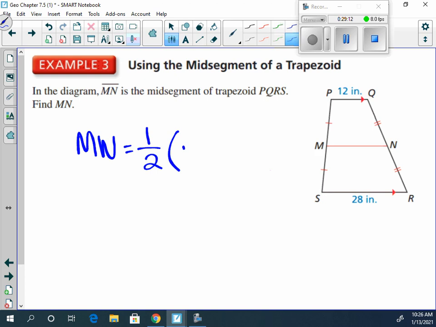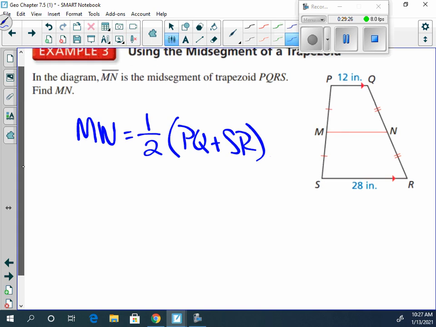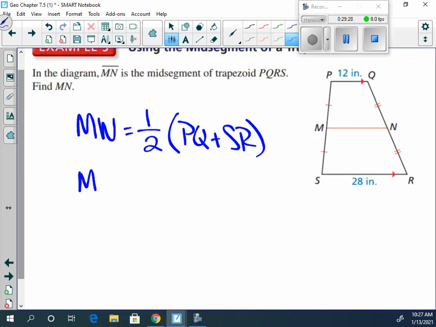Well, one of the bases is PQ, and the other base is SR. So we add the two bases together and multiply them by 1/2 to get the midsegment. Well, for us here, they told us what the two bases are. One of the bases is what? 12, and the other is 28.